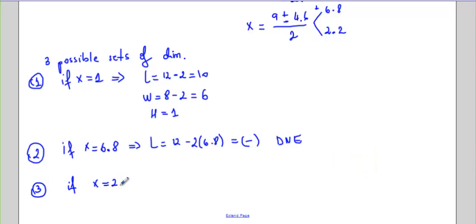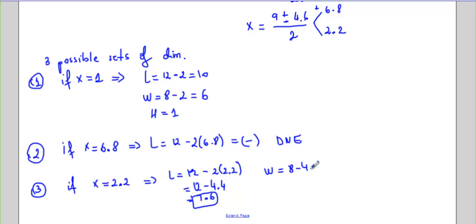And if x equals 2.2, the length would be 12 minus 2 times 2.2. Again, you have to substitute the value of x into 12 minus 2x, which means that the length is 7.6. And for the width, we repeat the process, 8 minus 4.4, or 3.6 centimeters. And of course, the height, which is equal to x, equals 2.2.